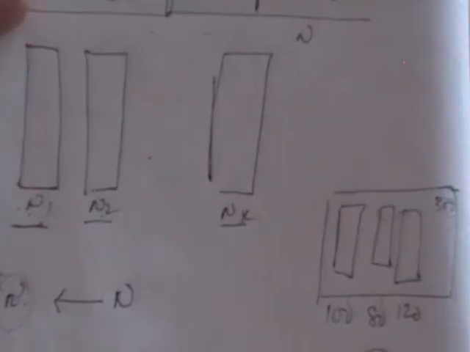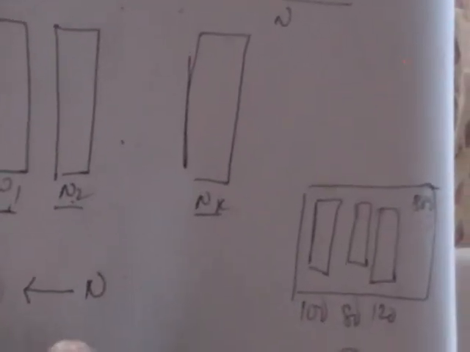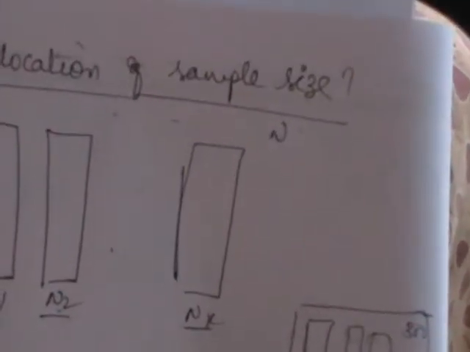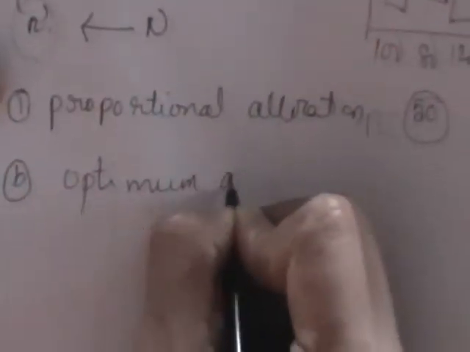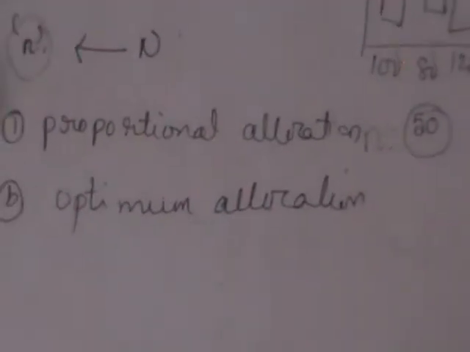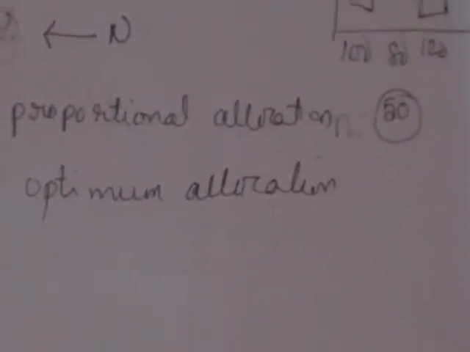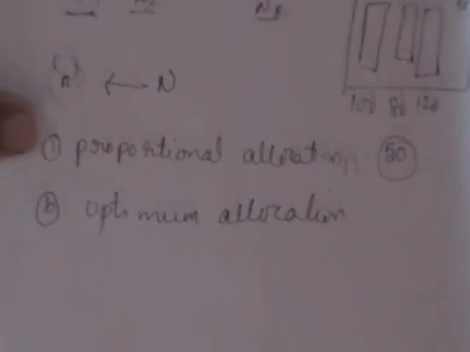Now what are the techniques you have to allocate sample size from each stratum? Those are proportional allocation and optimum allocation. So did you get what you mean by allocation? Allocation is nothing but deciding how many samples should be selected from each stratum. That is called allocation of sample size from each stratum. In that we have two techniques called proportional allocation and optimum allocation.